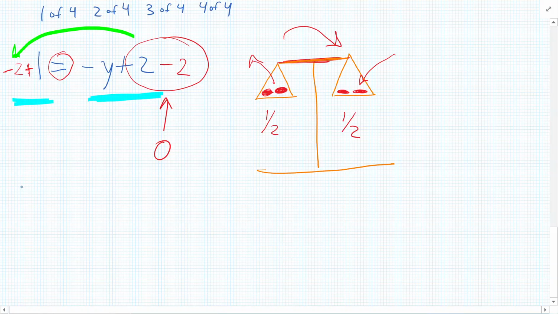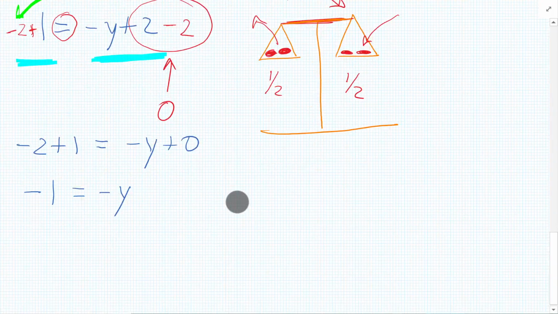So we have negative 2 plus 1 is equal to minus y plus 0. We don't really need to write that. Let's do minus 2 plus 1 is negative 1 equals minus y. Okay.